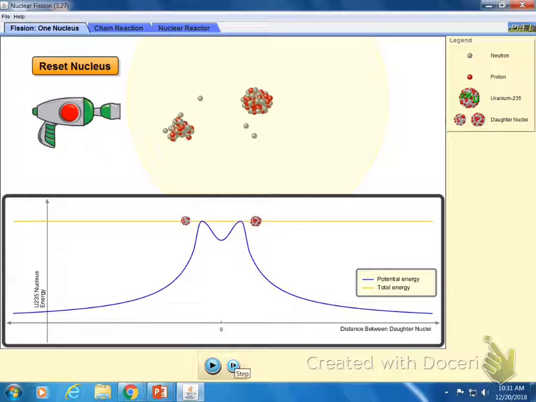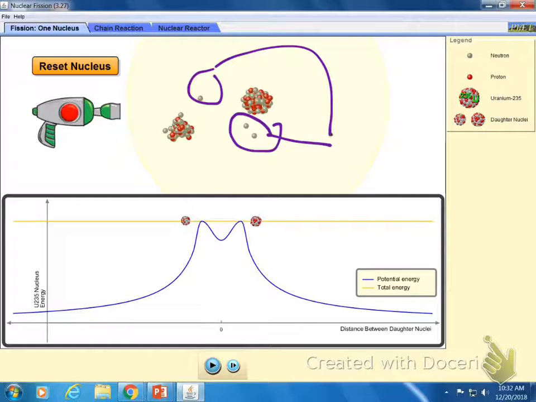You notice we have two large daughter nuclei, the medium-sized nuclei that you get with nuclear fission. You also have a couple of neutrons. So these over here are all neutrons. Those neutrons can go on to make other atoms split apart.